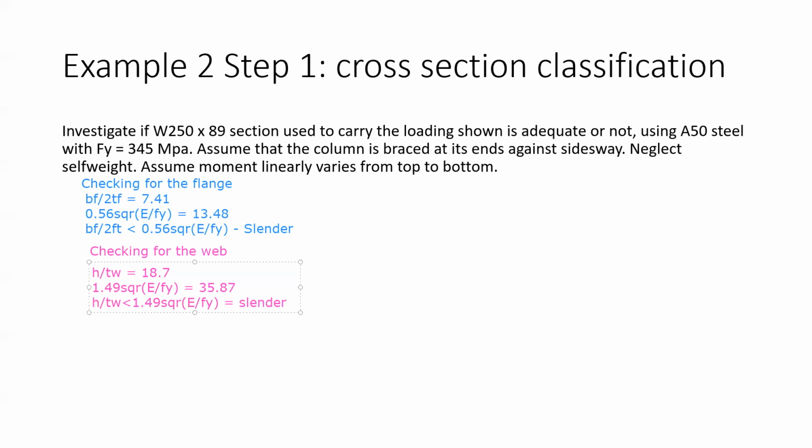So ayan, now that we know kung ano yung classification niya, pwede na tayong mag-move forward to checking the slenderness about the major and minor axis. So ito yung first part. Let's now go to our second part.